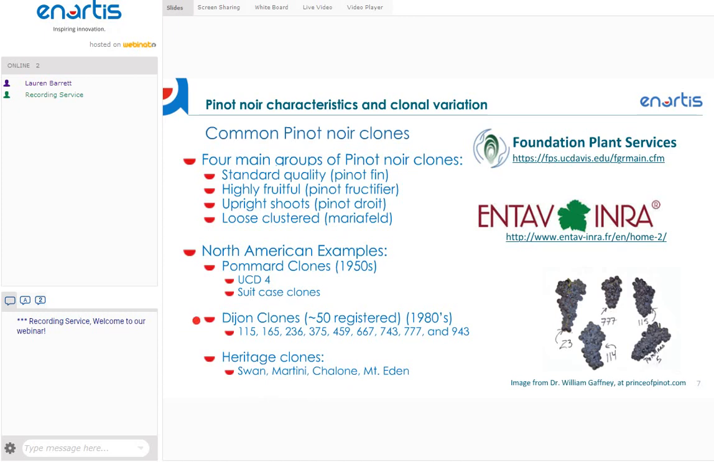Dijon clones in the 1980s had a much more of a resurgence, with now over 50 registered with the FPS, which is Foundation Plant Services. And the majority of producers like to plant a mixture of these different clones to try to create a complex wine with different clonal characteristics. And here, just on the right, you can see some pictures of just the varying cluster size that you would expect to see with the different variations of Pinot Noir.